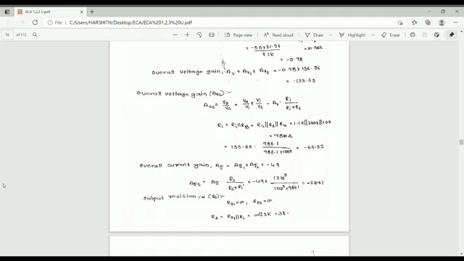Today's class on the cascade amplifier and cascode amplifier is completed.